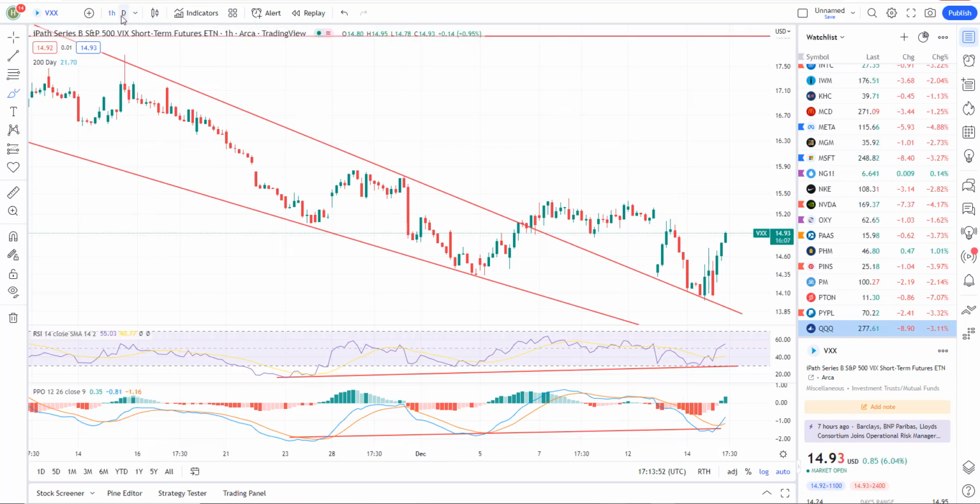All right, and to wrap up, we'll look at this VXX. This is just a leveraged ETN on the VIX, the volatility. You can't trade the VIX. There's nothing to actually trade on the VIX. You have to trade things like these.